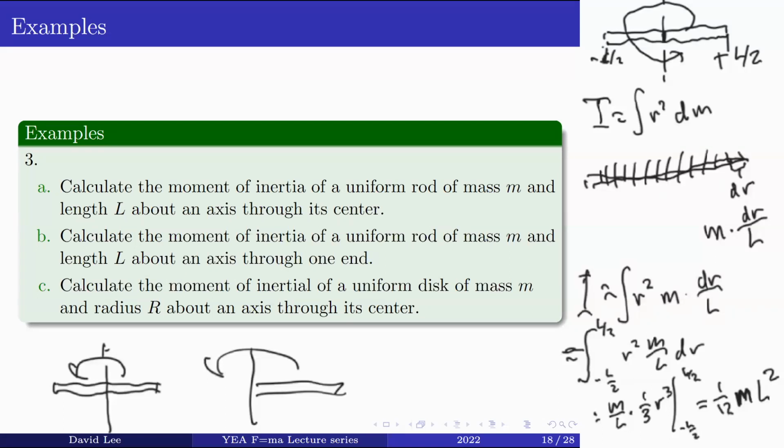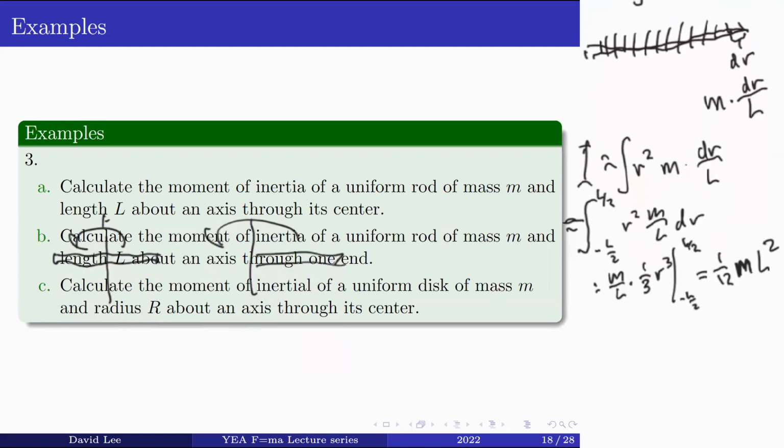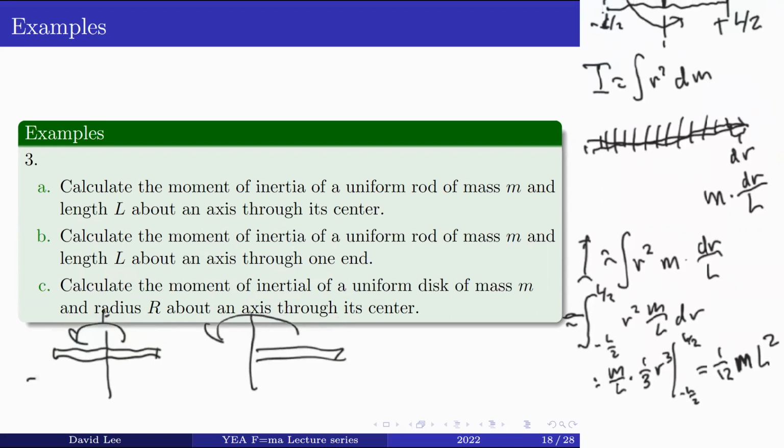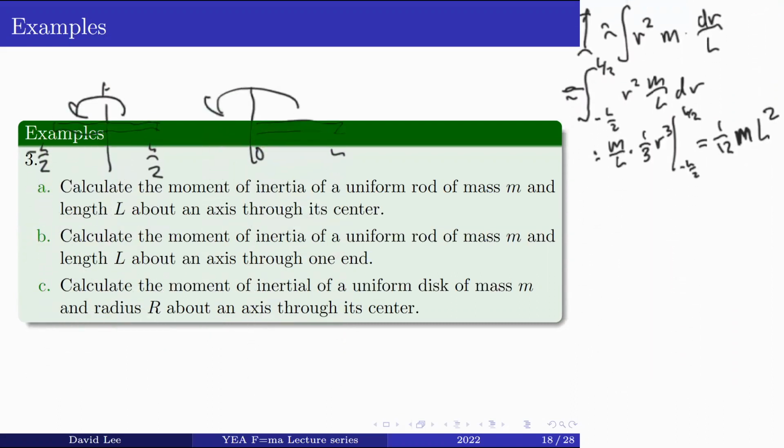All right, but the equation is basically the same. We just have to change our limits of integration. So before it was negative L over 2 to L over 2. Now it's from 0 to L. So we can use the same formula: it's M over L, 1/3 r cubed from 0 to L. And this is just 1/3 ML squared.